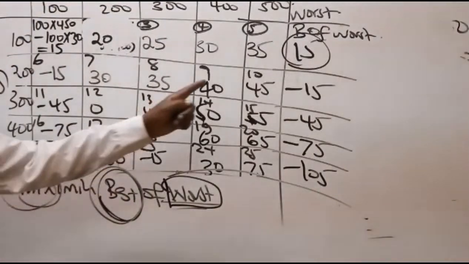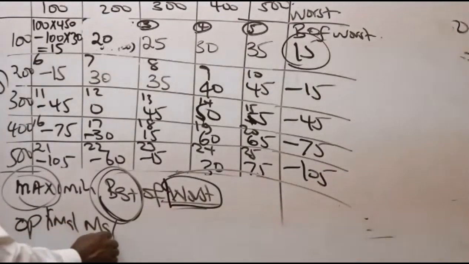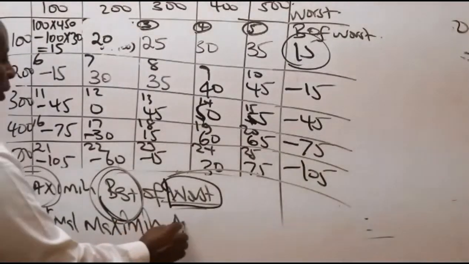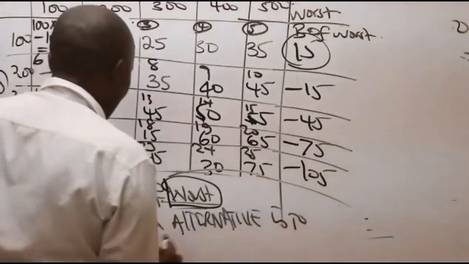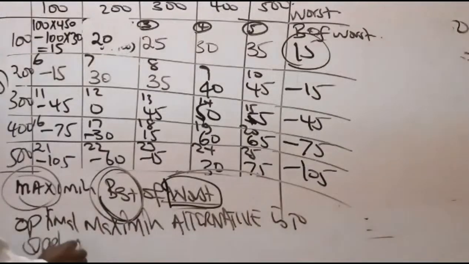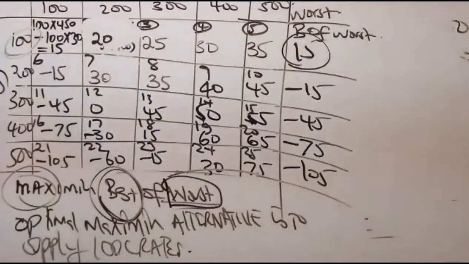If it is the best of the worst, what does it correspond to here? It corresponds to 100 crates. So you're saying the optimal maximin alternative is to supply 100 crates. Are we together up to there, my friends? Yes. Thank you very much.